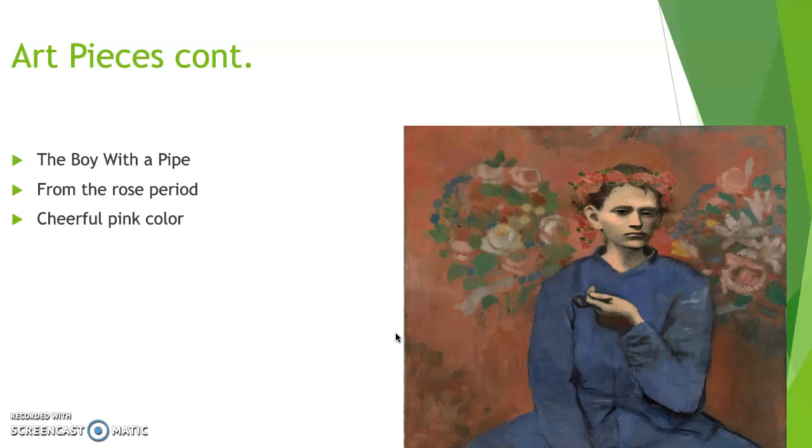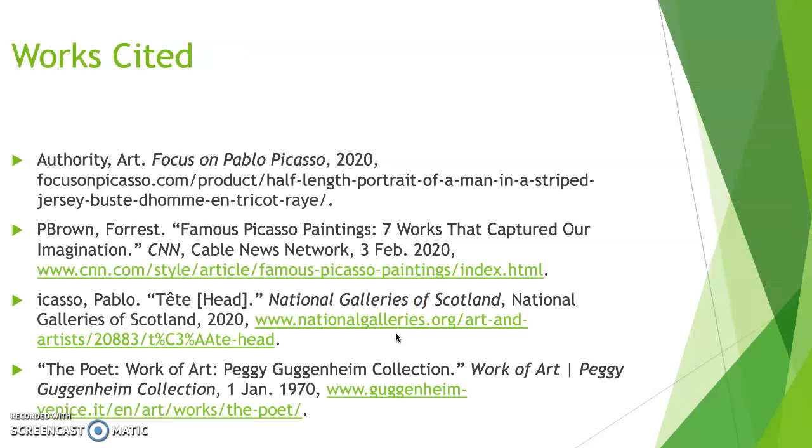And Picasso, as you can see, took a lot of inspiration from his personal life and things around him. During this Rose Period, he seemed to paint more with cheerful colors like pink and oranges. And this piece here is called The Boy with the Pipe, and it is from the Rose Period.